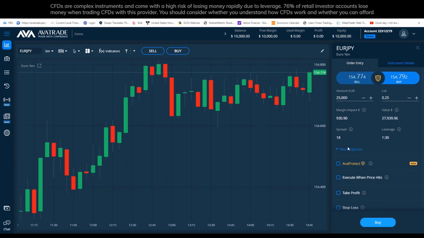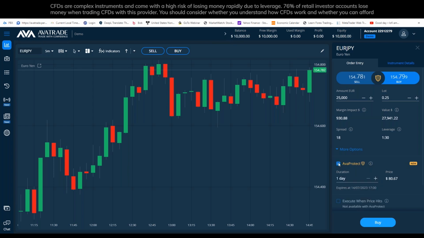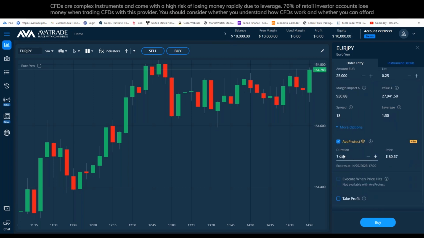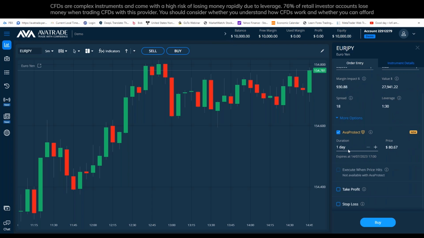Right, so let's suppose we want to cover. How does AvaProtect work, exactly? AvaProtect lets you protect the position up to 2 days. If I click here on the golden shield, it's going to let me choose the time. It's 1 day for this currency. We're still adjusting the product, so sometimes it's going to show you 1 day, sometimes you can begin with 1 hour. That depends on the asset. But let's suppose that we want to cover it for 1 day.